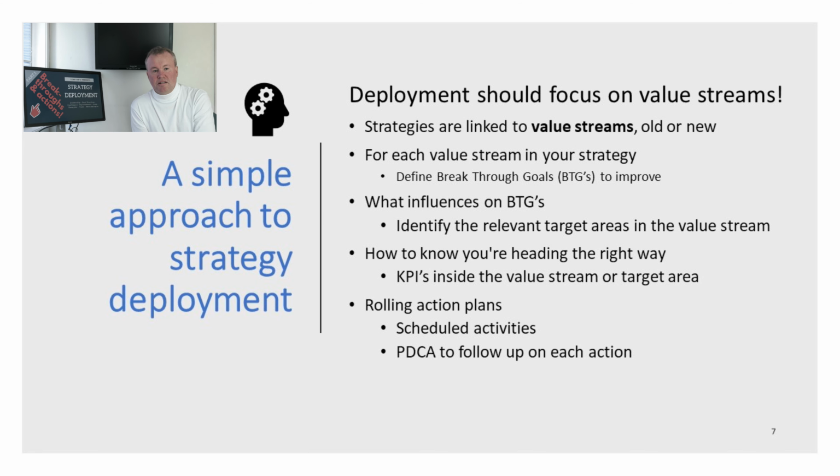And the last and really most important part of this sequence is the action plans, because every action has to be linked to the target areas in order to fulfill the BTGs, and then again the value stream improvement and the strategy. So the rolling action plans could probably be 90 days rolling strategies. I'm used to doing that, setting up prioritized actions in a 90 days rolling schema.